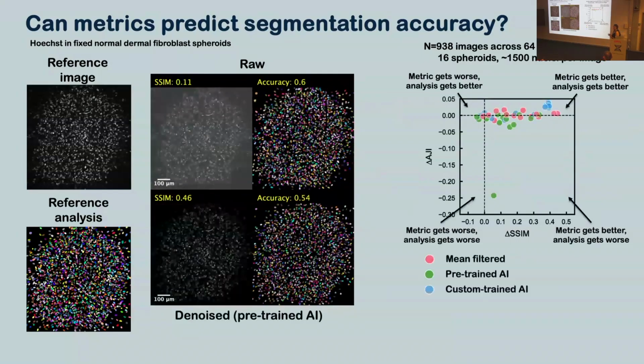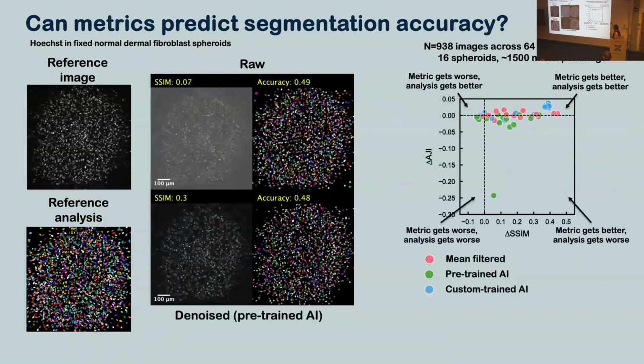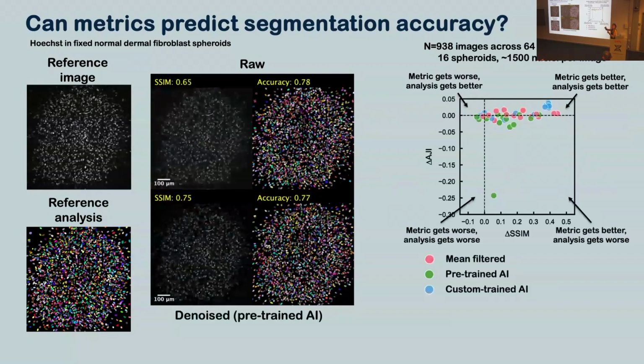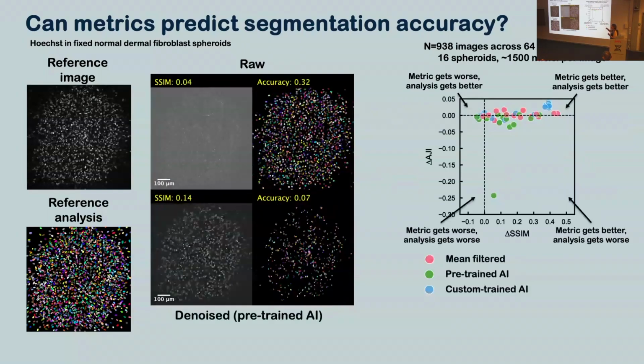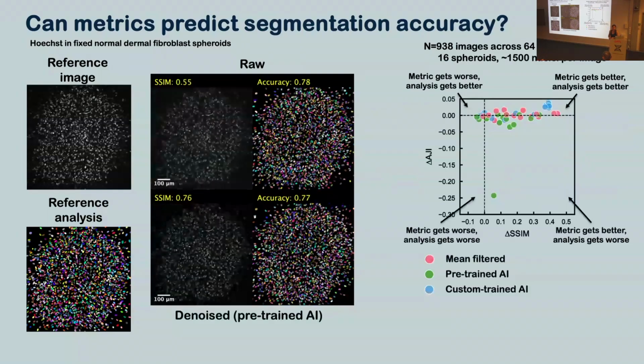And then what about a custom trained AI? Well, here it's slightly better news, I guess. Again, our quality metric values have gone up, and we get a very slight bit of correlation with a very small improvement in segmentation accuracy, but not going to set the world on fire, like a 4% improvement.